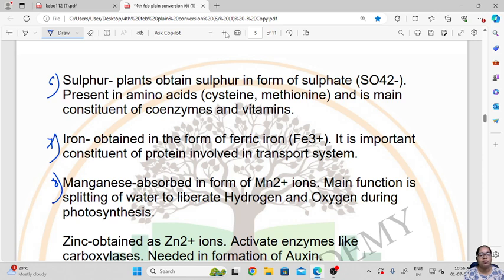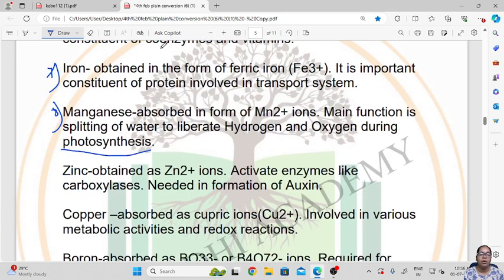Manganese, observed in form of manganese ions, main function is splitting of water to liberate hydrogen and oxygen during the photosynthesis process. So manganese is very important during the photosynthesis process because it helps in the splitting of water molecule into hydrogen and oxygen. Then the ninth one is zinc.